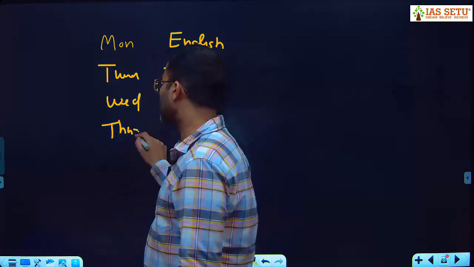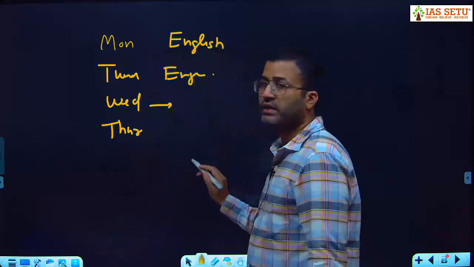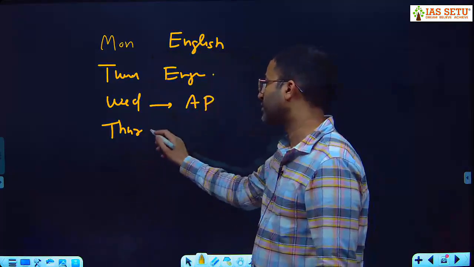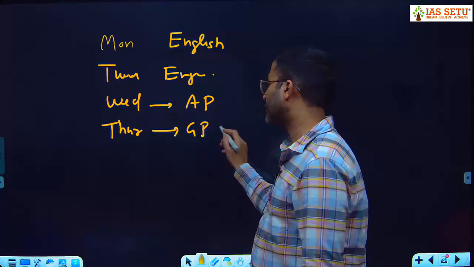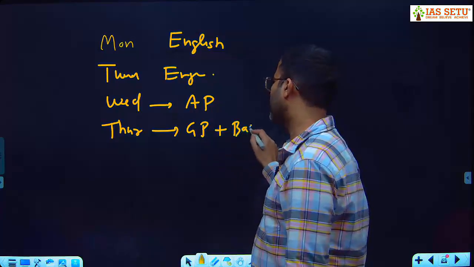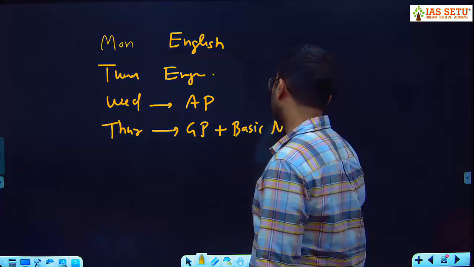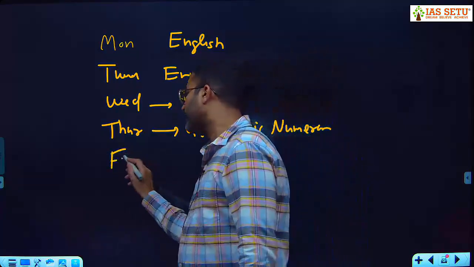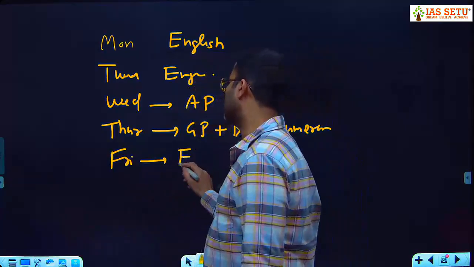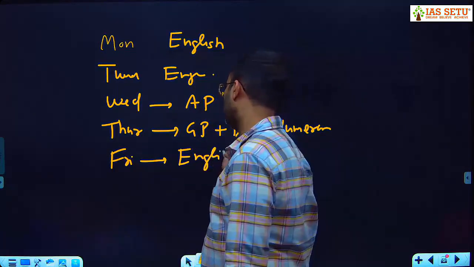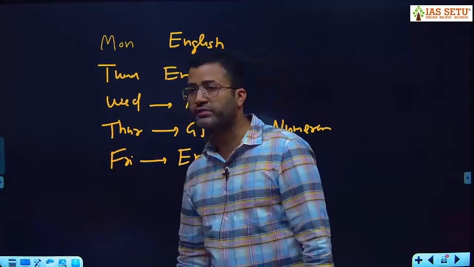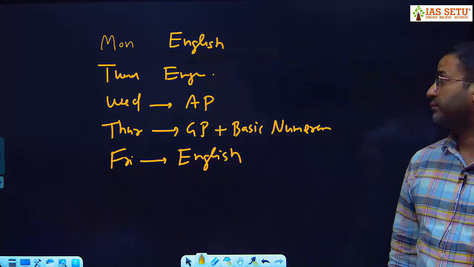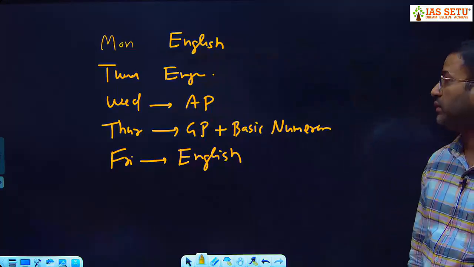वेडनेसडे थर्सडे छुट्टी नहीं रहेगी. वेडनेसडे आई विल टेक क्लास, आई विल टेक AP अर्थमेटिक प्रोग्रेशन. थर्सडे ज्योमेट्रिक प्रोग्रेशन प्लस बेसिक न्यूमरेसी. एक नंबर सिस्टम का छोटा सा टॉपिक है बेसिक न्यूमरेसी. फ्राइडे अगेन इंग्लिश क्लास. तो नेक्स्ट वीक यू हैव 3 इंग्लिश क्लासेस, 2 मैथमेटिक्स क्लासेस. ग्रुप पे भी डाल देना.